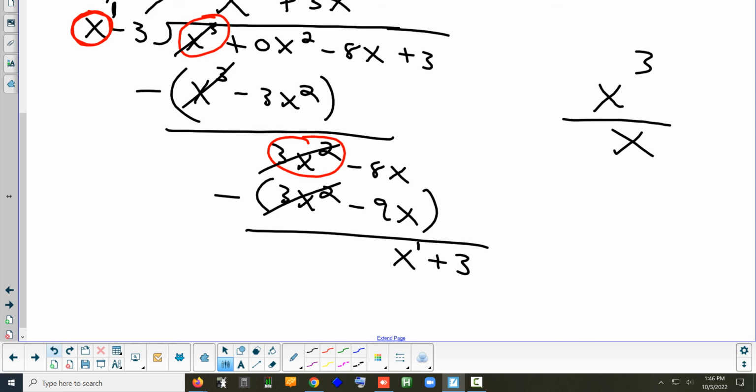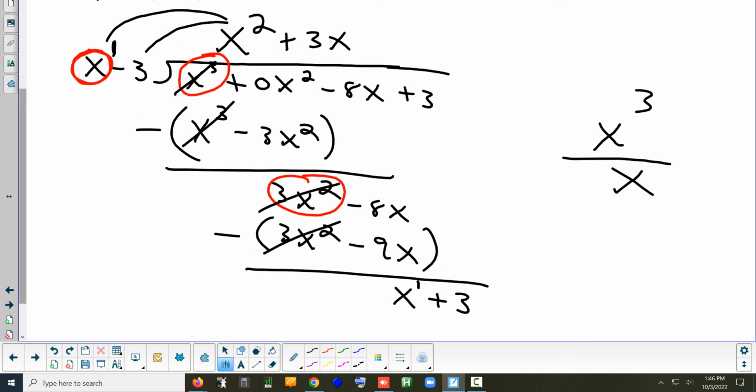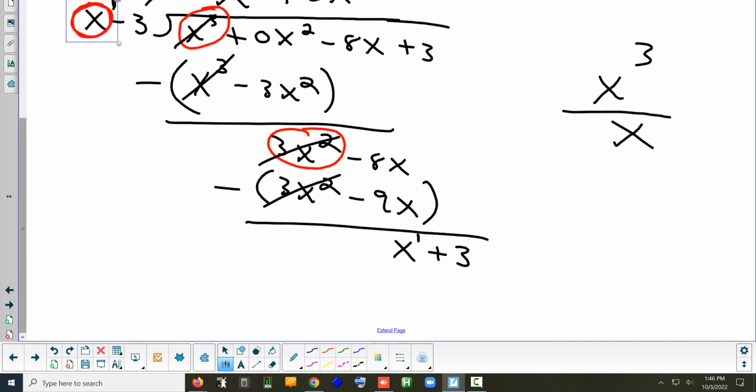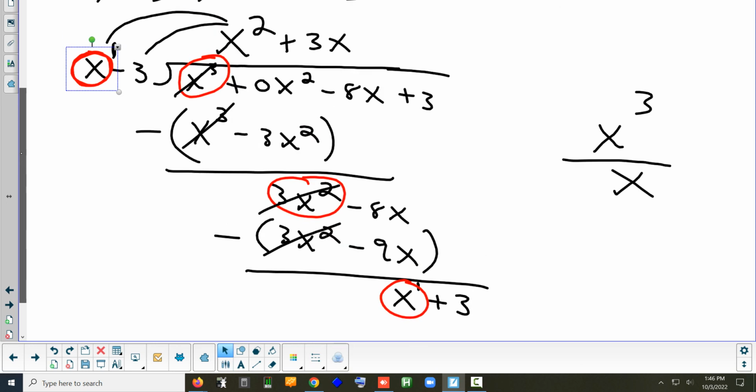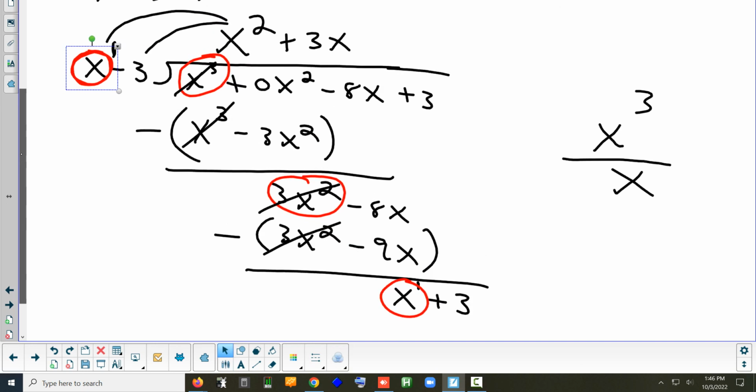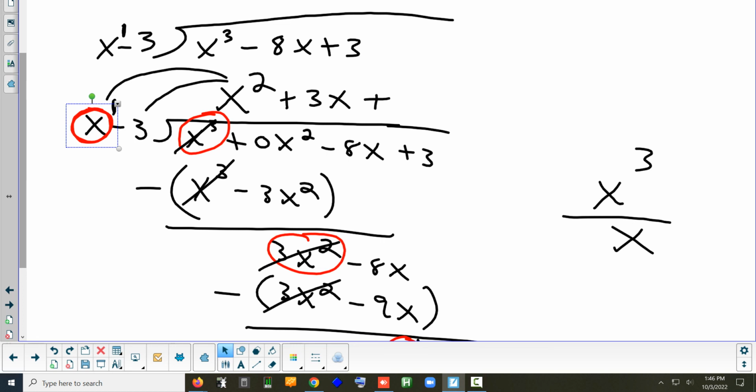Tyler, can you tell me, I'm going to divide x into what now? Just the x. And what do you get if you divide x into x? Yeah, just 1. This part right here, that is your quotient. All they ask you for in a problem is the quotient. You're done. If they want the remainder, we just need to finish it off.